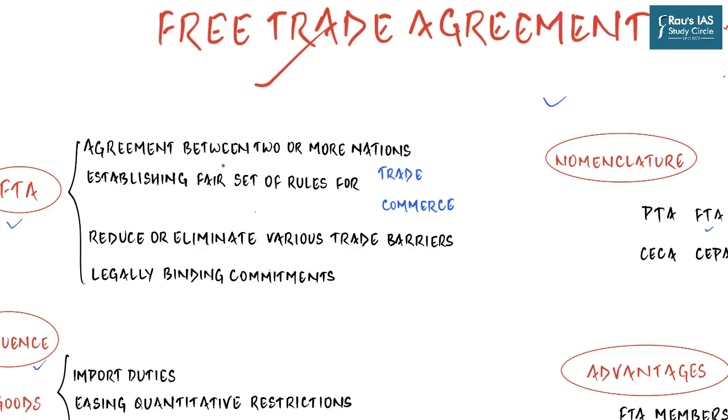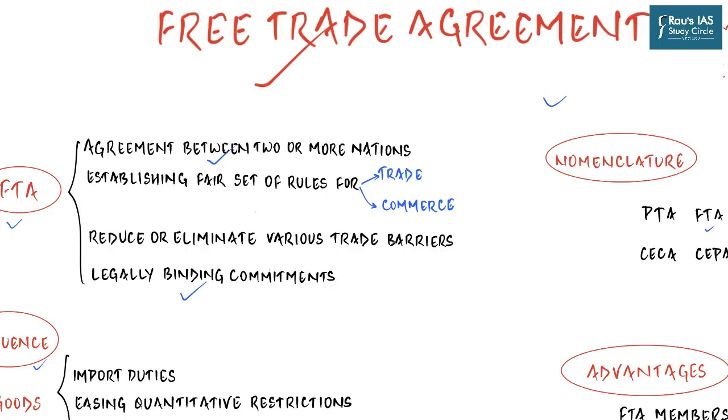So put simply, a free trade agreement is an agreement between two or more nations, establishing a fair set of rules for both trade and commerce. And we will see how this trade and commerce can deal with goods, services, or even investments. Now, these agreements are not like normal agreements between two countries. These agreements should be legally binding commitments as far as the 2 or 3 or whatever be the number of parties entering into the agreement is concerned. It should be legally binding on all of them. Only then would it enable proper and fair trade and commerce between two or more countries.